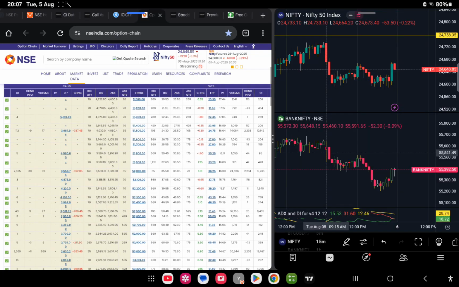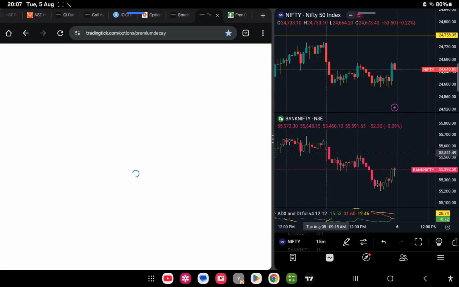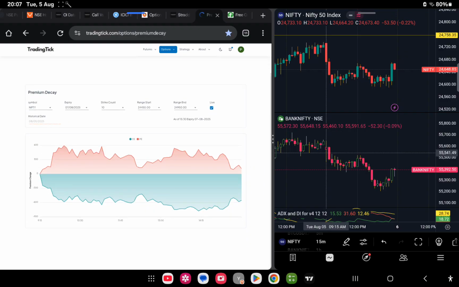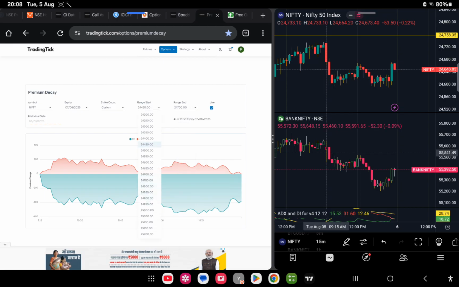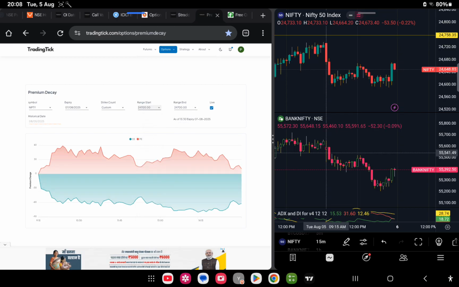Okay. Now let's compare the premium for the first half. So this is the case study of wherever the trending markets were. We will do the long straddle study. For Nifty, I'm going to take 700 strikes. So we are going to check 24,700 in both start and end range.